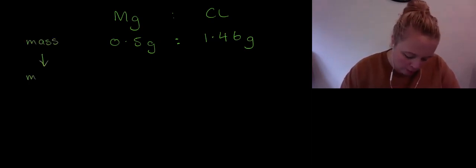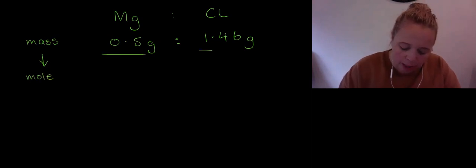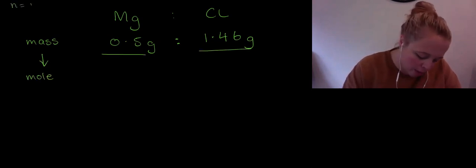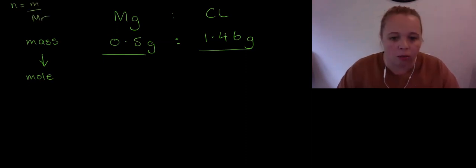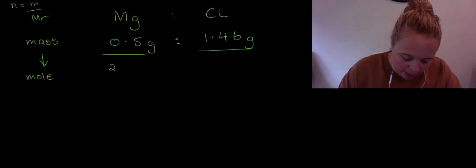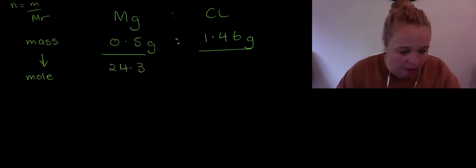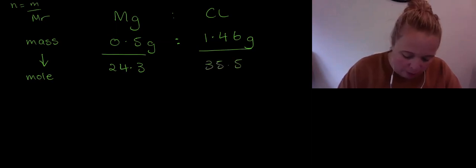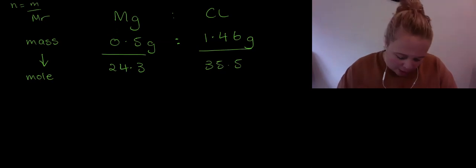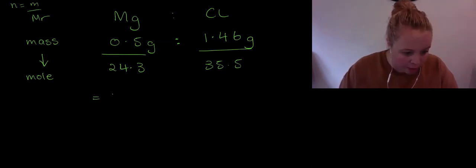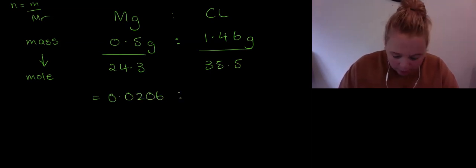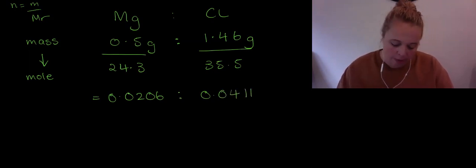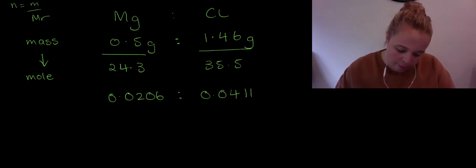Now I've got to convert them to moles. So how do I convert them to moles? Remember, n equals m over Mr. So I'm going to divide the masses by their atomic masses off the periodic table. So I'm going to divide that one by 24.3. I'm going to divide this one by 35.5. And I'm going to end up with 0.0206. Sorry, girls, I'm just going to read this so I don't get them wrong. 0.411 there.